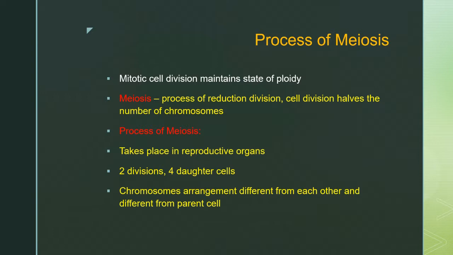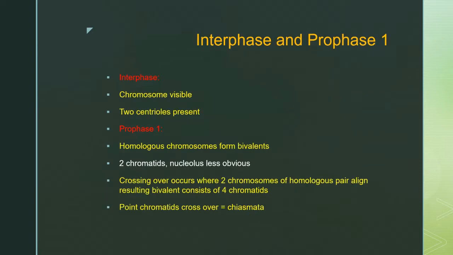You basically want to know that meiosis is the process of reduction division, where cell division halves the number of chromosomes. Its process is that it takes place in the reproductive organs with 2 divisions and 4 daughter cells, with the chromosomes being arranged differently from each other and different from the parent cell.